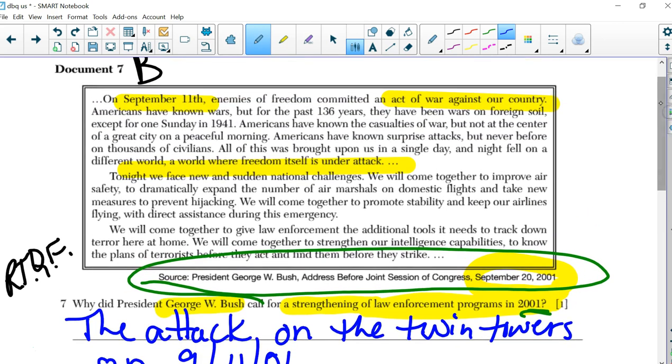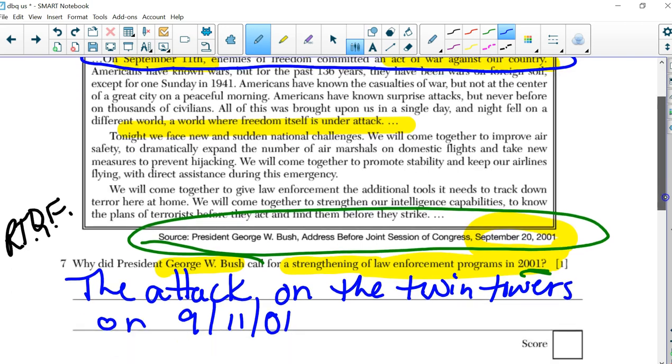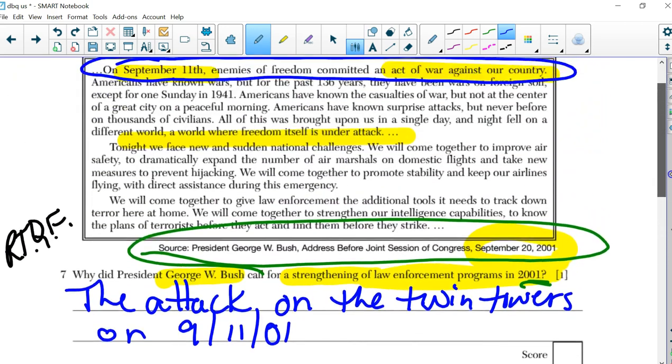So, like I said, you can cite what it says here. On September 11th, enemies of freedom committed an act of war against our country. You can write that if you want. You don't have to write what I write. This is just practice. If you want to pick out what you think sounds better, or if you think something else sounds better than what I wrote, write it down.